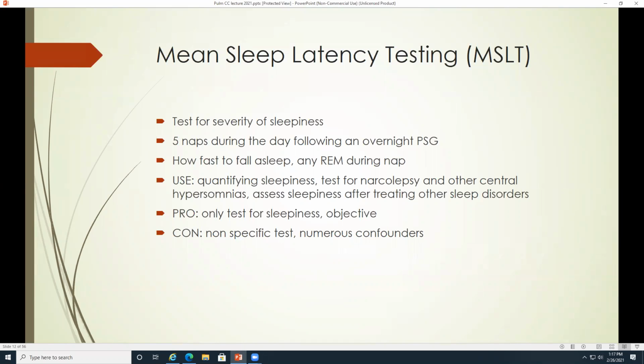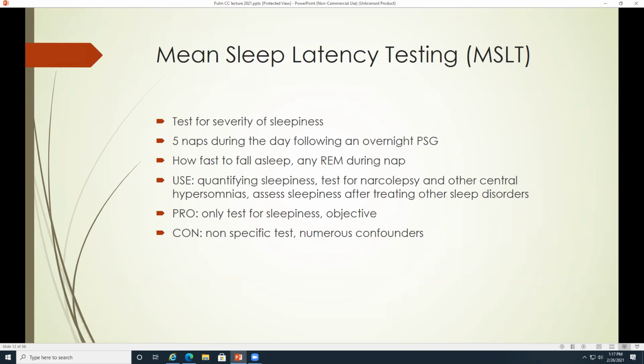The real use here is that you're actually quantifying the patient's sleepiness. The most common use is for narcolepsy or other central hypersomnias, so idiopathic hypersomnia, Klein-Levin, those kind of things. But most often narcolepsy. It can also be used to assess sleepiness after treating other sleep disorders. Some people, even after you treat their sleep apnea, are still overly sleepy, and so you can reassess and see how sleepy they actually are.